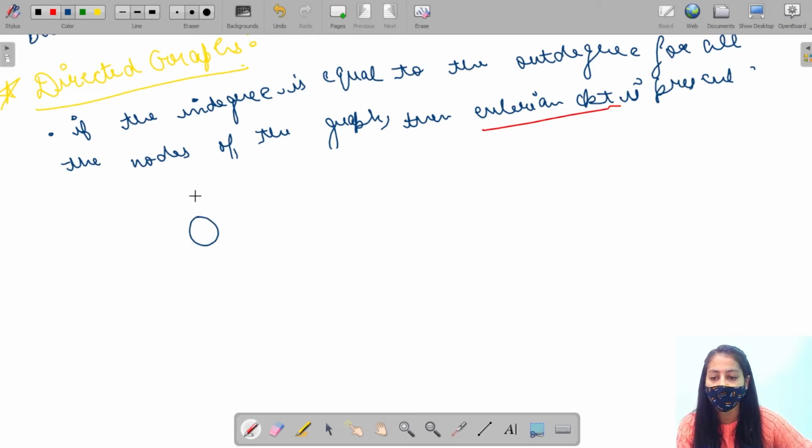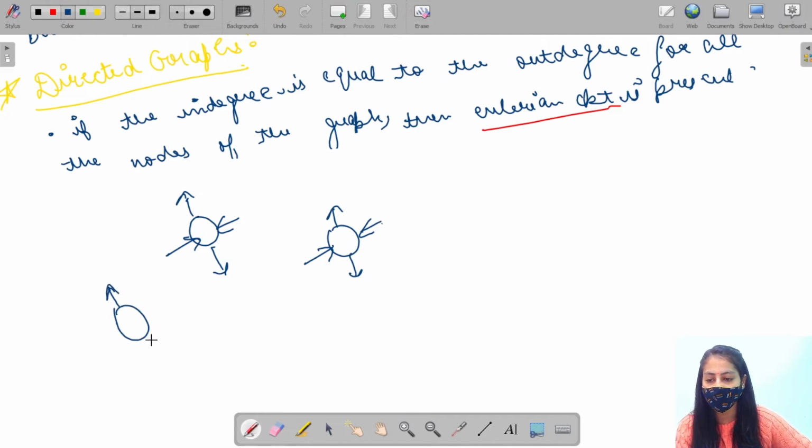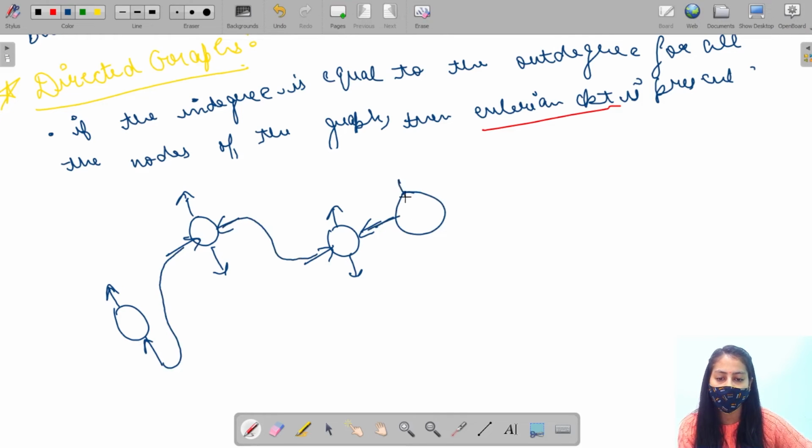Now, let's say these are the nodes. The in degree is 2 and the out degree is also 2; in degree 2, out degree 2; in degree is also 2. The out degree is 1, and the in degree is also 1. Then an Eulerian path must be present. How? This node must be connected to something.